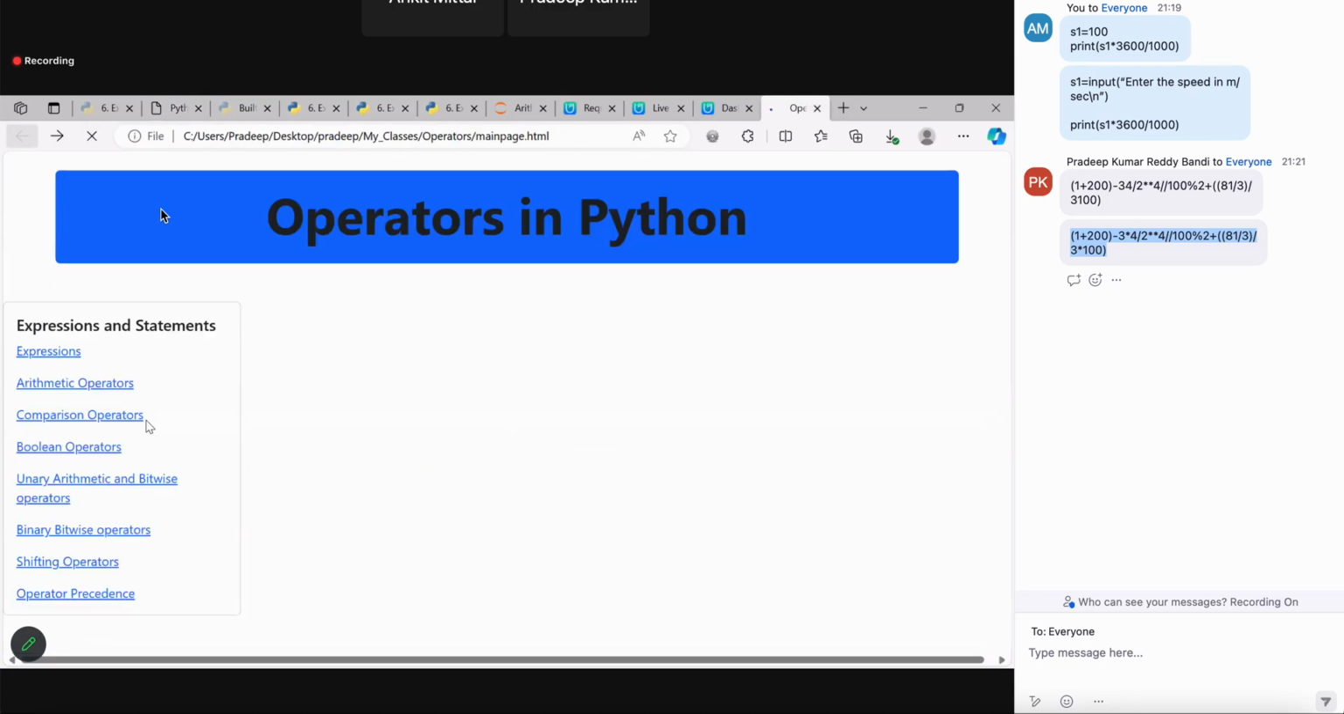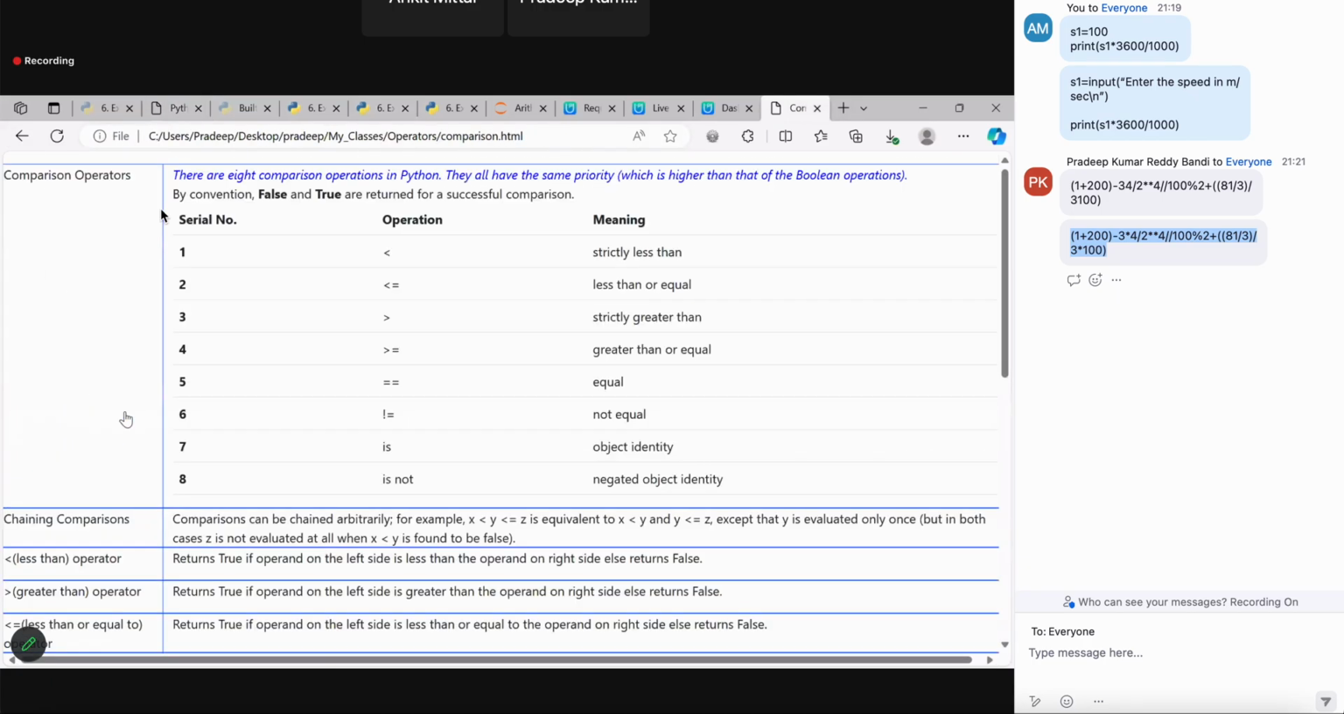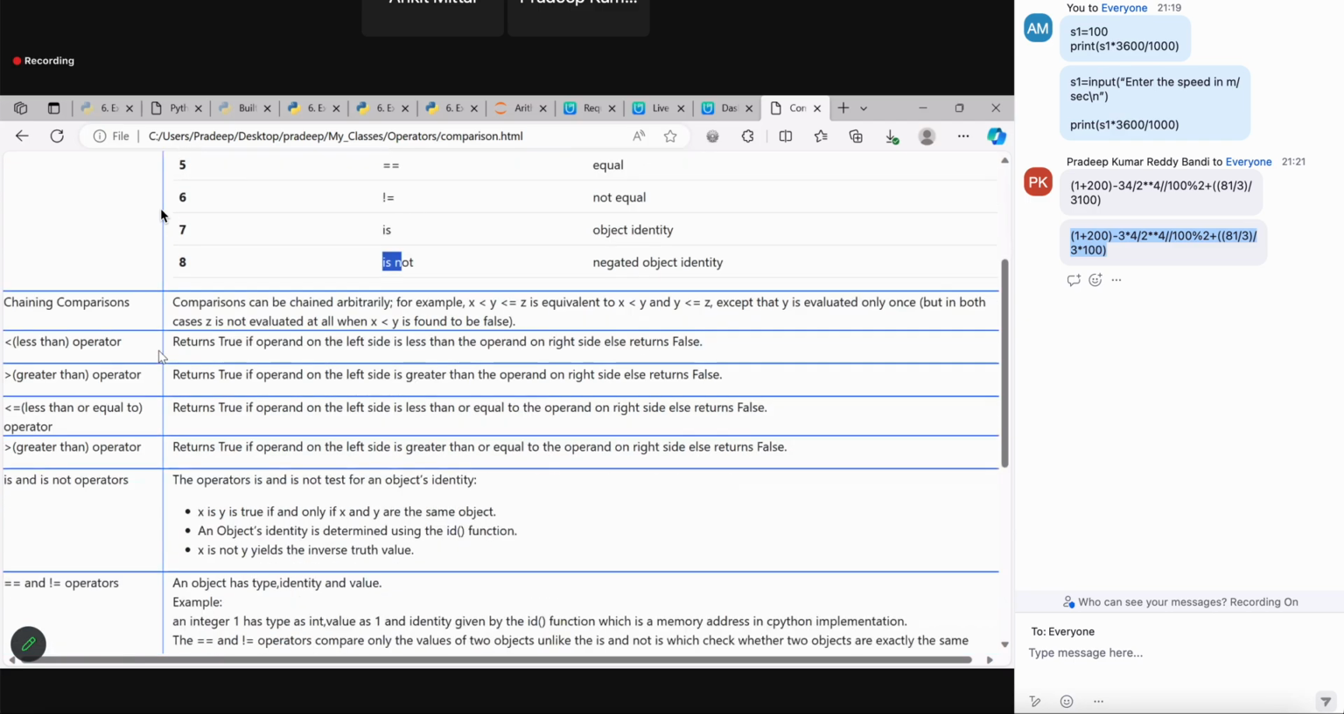So arithmetic operators are done. Next is comparison operators. We have a total of 8 comparison operators in Python. Comparison means comparing one value with the other. They all have the same priority, which is higher than that of Boolean. Earlier we called the operators arithmetic, so we call all these comparison. In this we have less than or equal to, and all these conditional checks: equal to, not equal, is, is not.